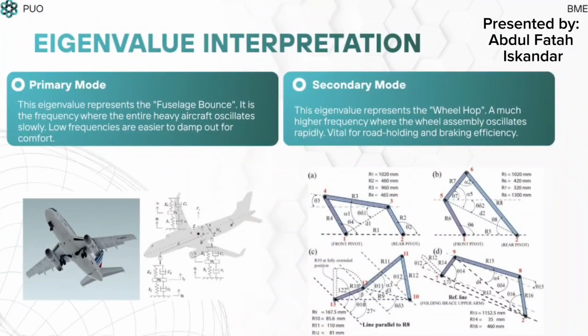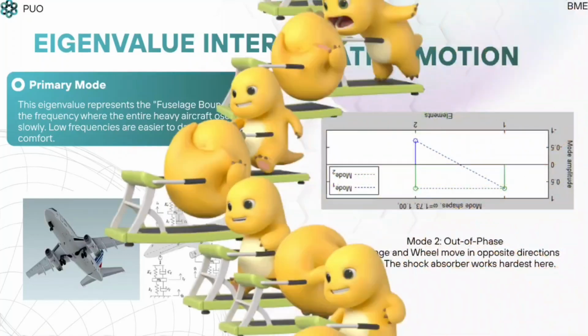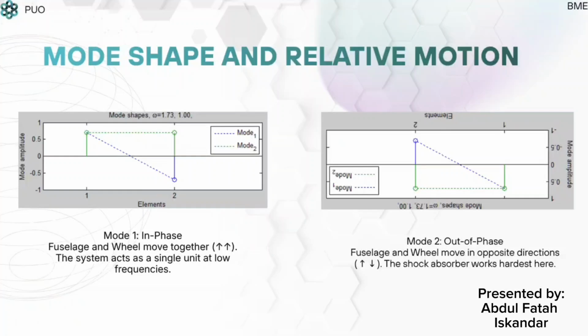Now we move on to eigenvalue interpretation. Our primary mode corresponds to the fuselage bounce. This is the lower frequency where the heavy airframe moves slowly, making it easy to damp out for comfort. Our secondary mode corresponds to the wheel hop. This is a high frequency vibration of the wheel truck assembly, which is essential to analyze for road holding and braking efficiency.